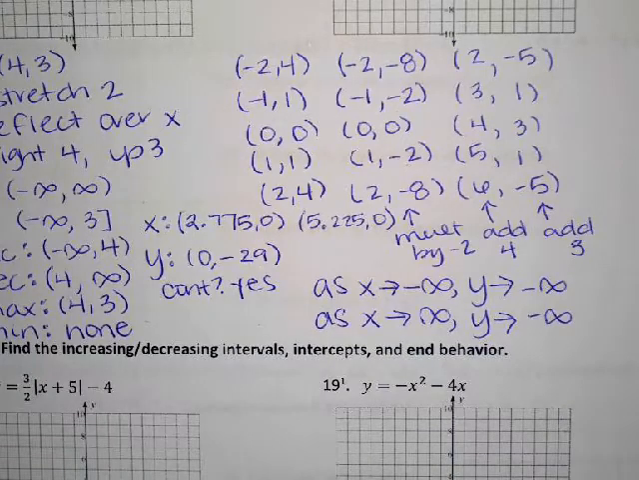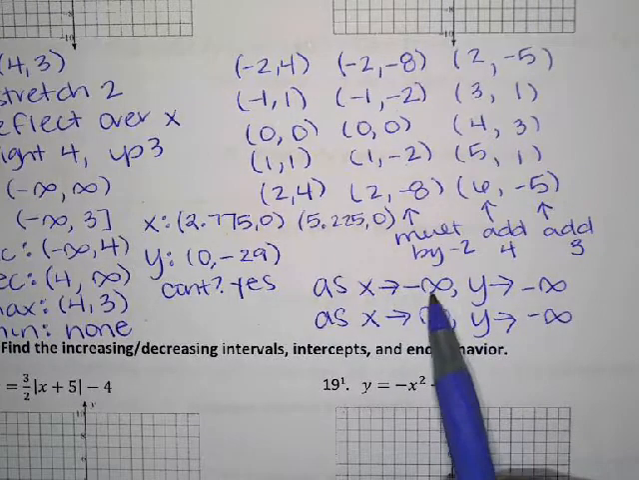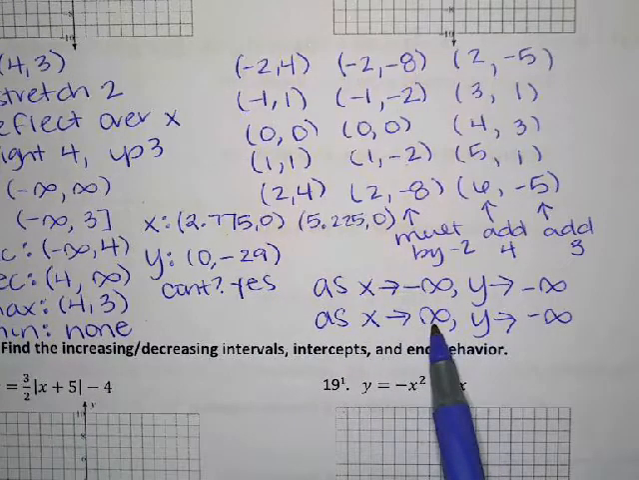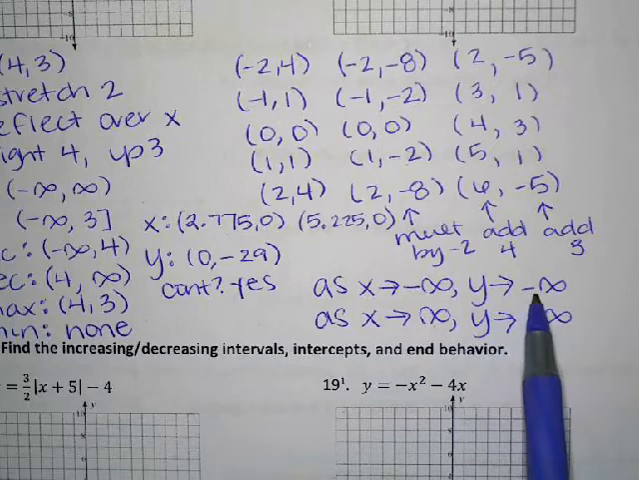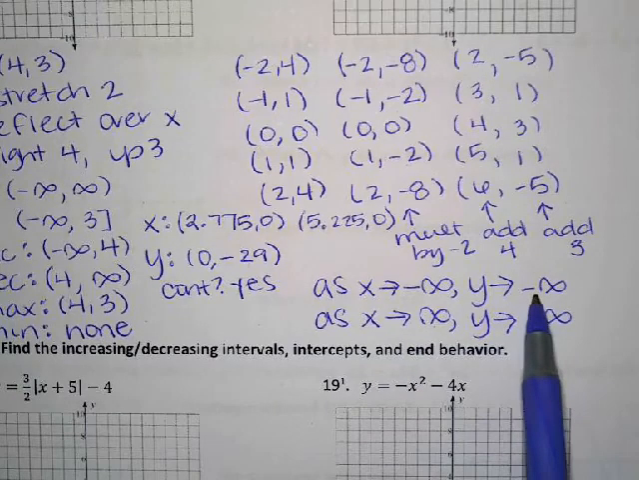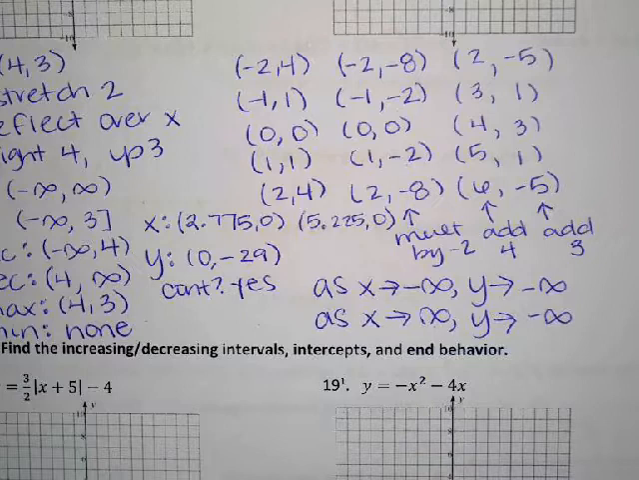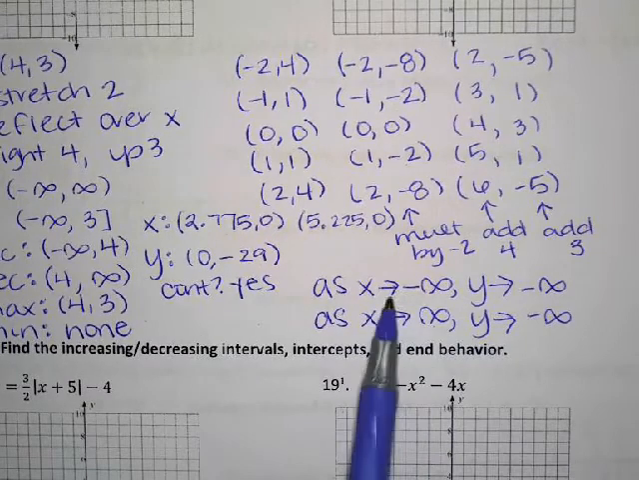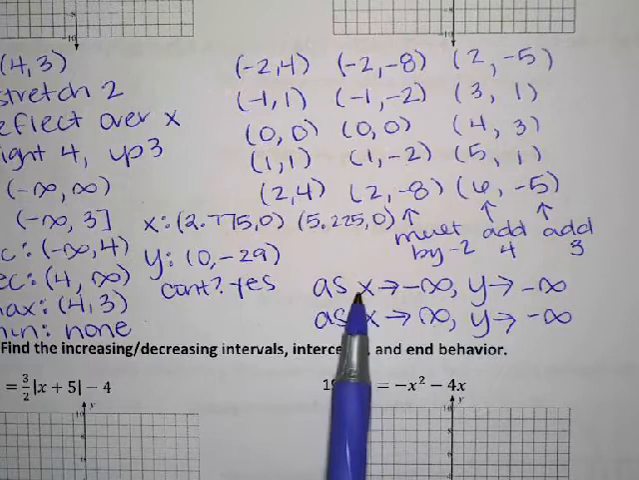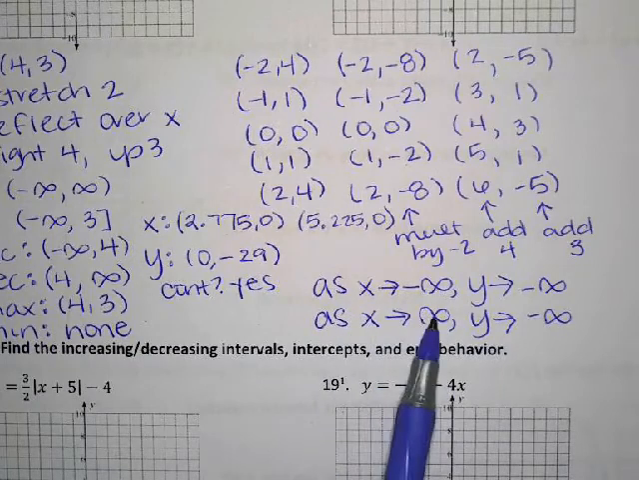Negative infinity is left and infinity is right. So for x, negative infinity is left and positive infinity is right; for y, negative infinity is down and positive infinity is up. The y's are either both going up or both going down. And it always starts with x to negative infinity, x to positive infinity, because you're looking to the left arrow and the right arrow.